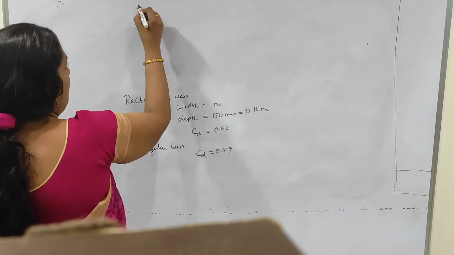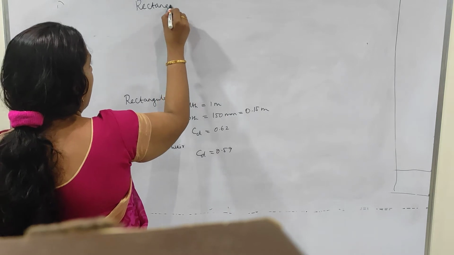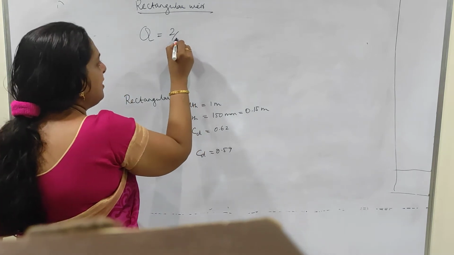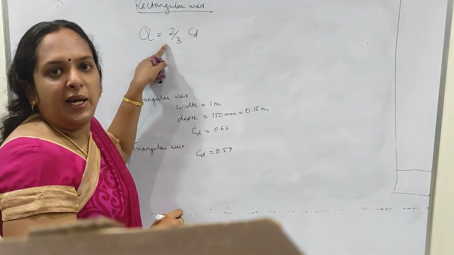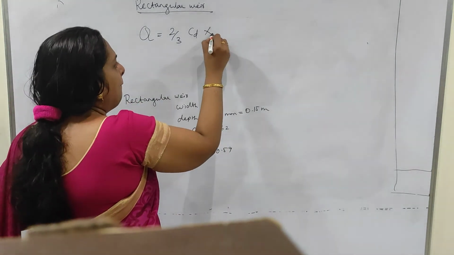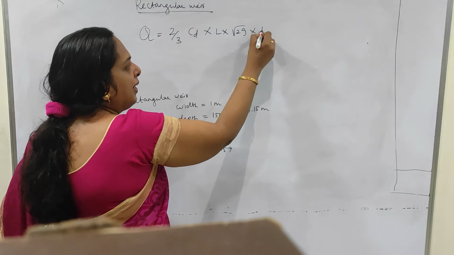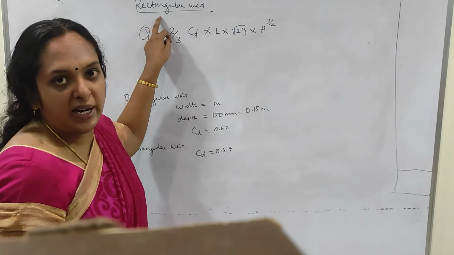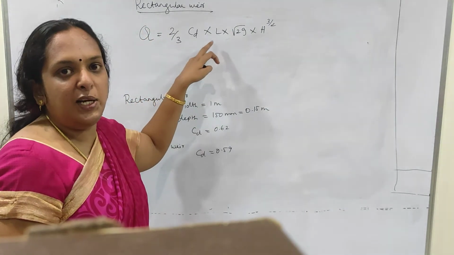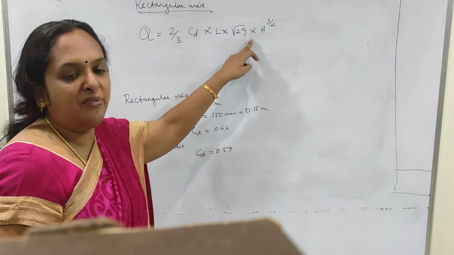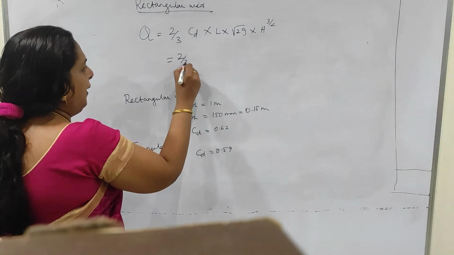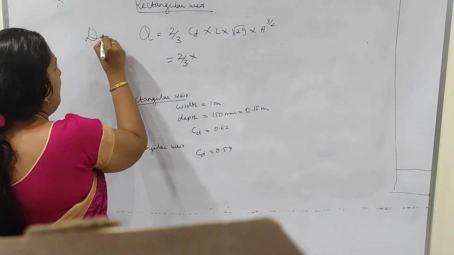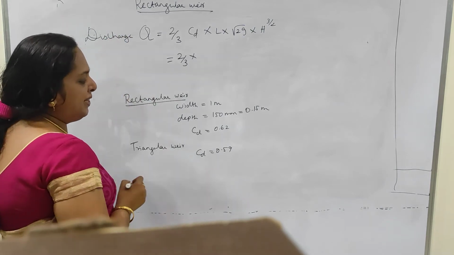So what is my formula for finding the discharge in the case of a rectangular weir? It is 2/3 CD into L into root 2g into h to the power of 3/2. This is the simple equation we have seen for the discharge over a rectangular weir. I know the 2/3, and CD is known for the rectangular weir. We are finding only the discharge of my rectangular weir.